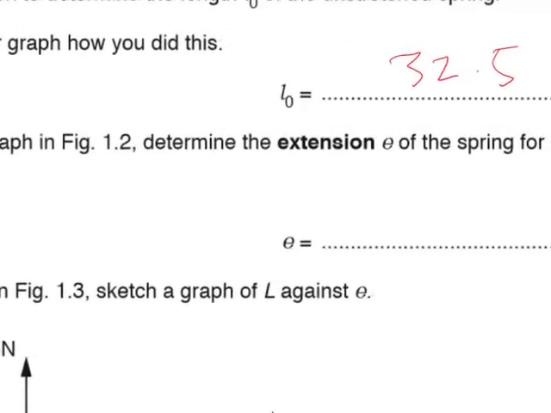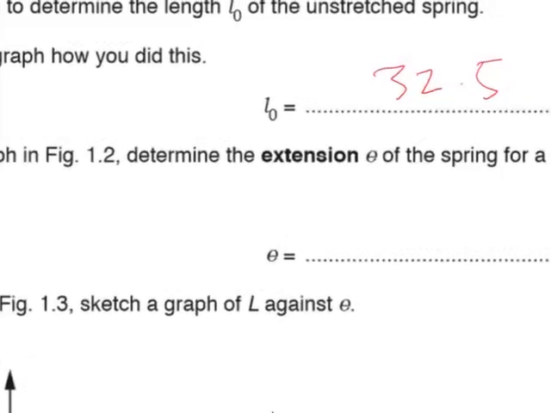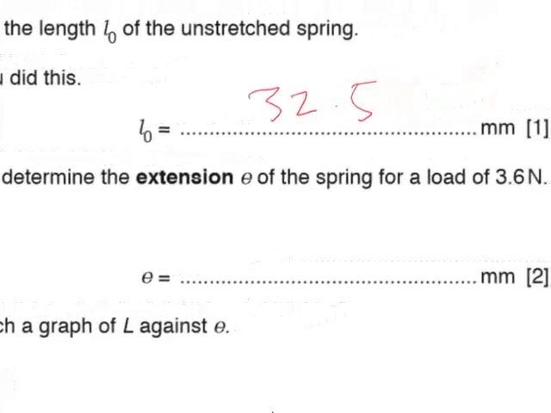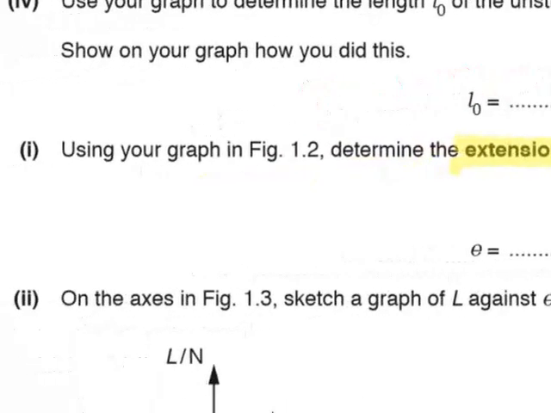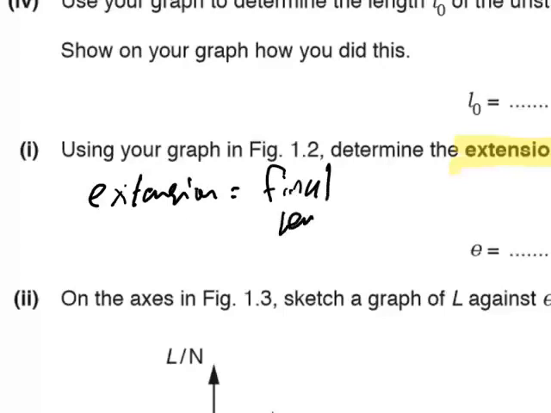Using your graph, determine the extension E of the spring. Now here is kind of a bit tricky. The word here is extension. Okay, we know from the formula that extension is equal to final length minus original length.